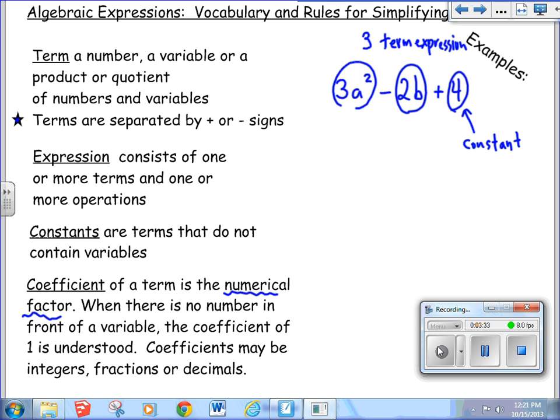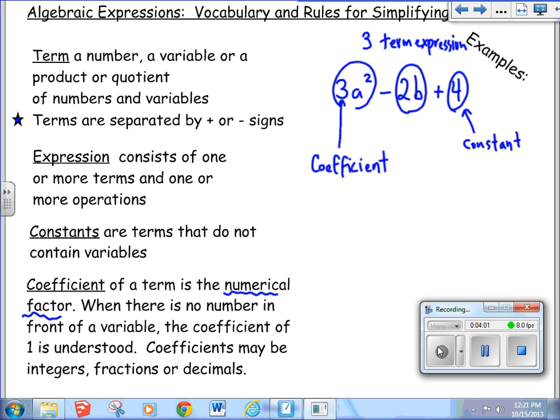Any numbers being multiplied by anything? Logan? No. No? Look at my first term. What do I have there? What number do I have in the first term? 3. 3. The numerical portion of it is 3. It's being multiplied by a squared. The 3 is a coefficient. The numerical factor in that term.